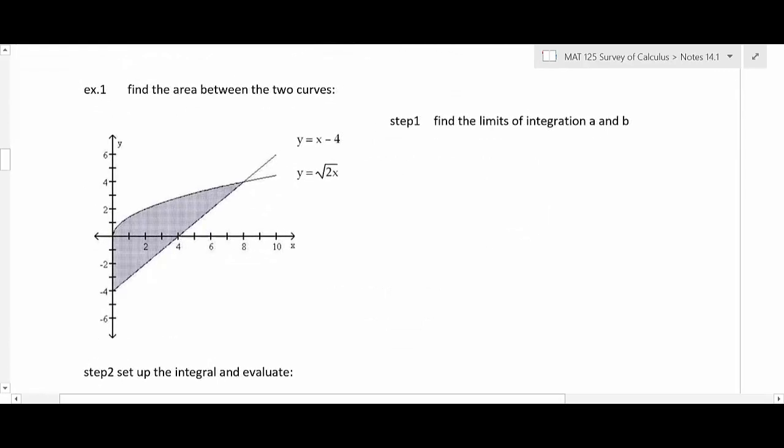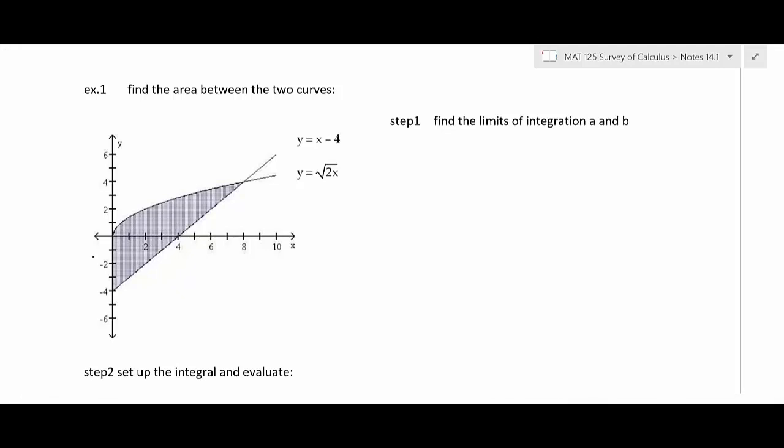Okay, so we're going to look at some examples. Some of these I went ahead and just did the graph. What we're doing in example 1 is this area here. So which curve out of the two is the one that's always on top of the other?